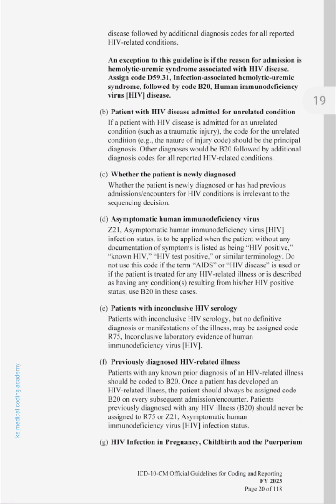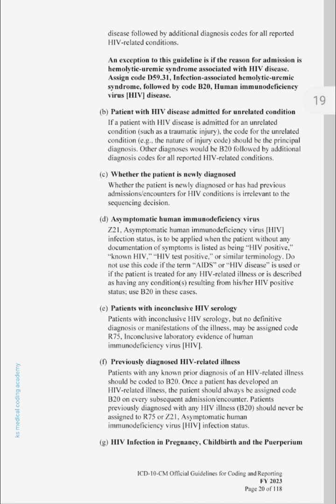B. Patient with HIV disease admitted for unrelated condition. If a patient with HIV disease is admitted for an unrelated condition, such as a traumatic injury, the code for the unrelated condition, e.g., the nature of injury code, should be the principal diagnosis. Other diagnoses would be B20 followed by additional diagnosis codes for all reported HIV-related conditions. C. Whether the patient is newly diagnosed or has had previous admissions/encounters for HIV conditions is irrelevant to the sequencing decision.